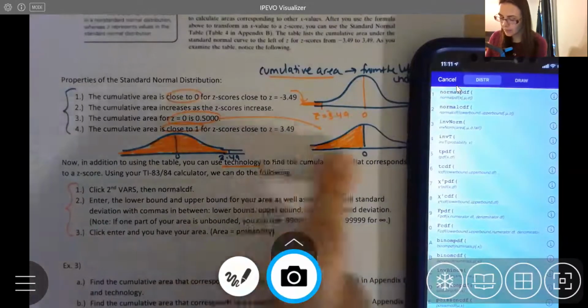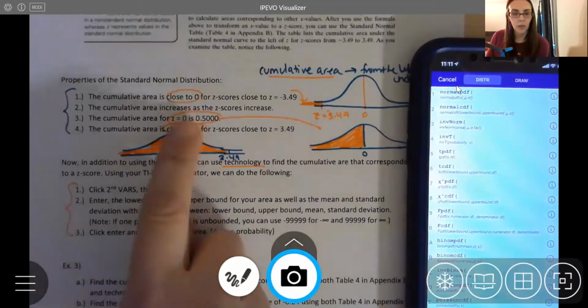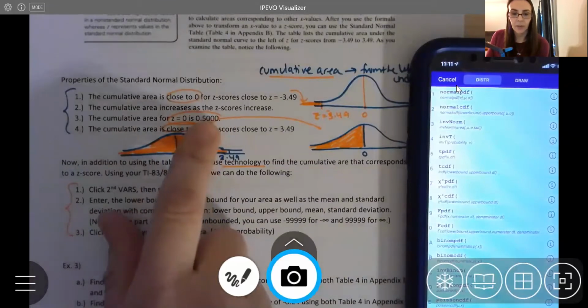So let me try the second example here, just to show you how it works. So we're going to let our z-score be 0, and we're going to see if we can get 0.5.